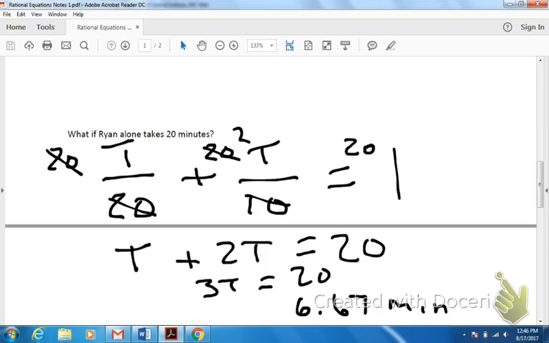Now, does that make sense compared to our other answer? This time, one of them is still working as fast, and the other one's slower. So the time should be between that 5 that we got before and the 10. So 6.67 is reasonable. It's not going to be as fast as it was before because Ryan's not doing as much work.